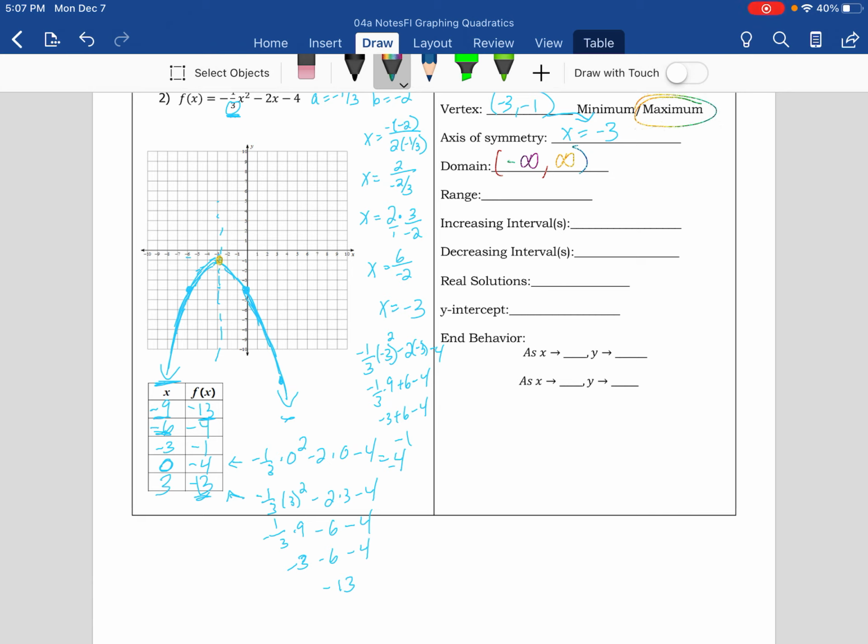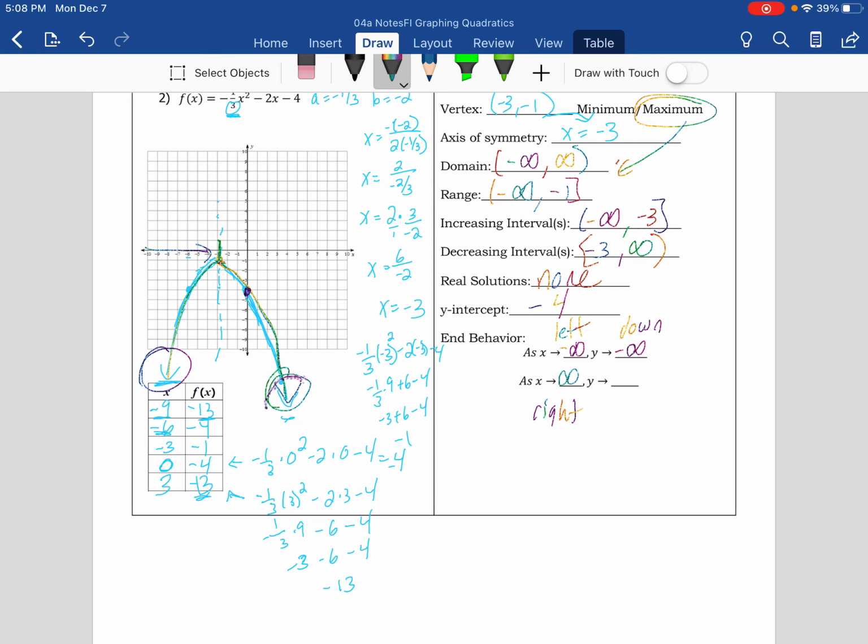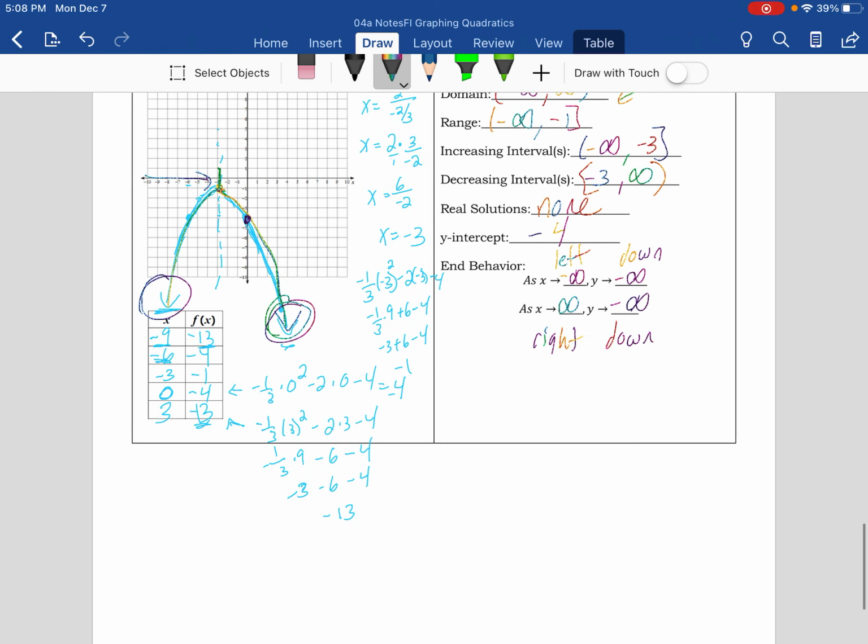My end behavior, well, if I put negative infinity here, that's actually going to be on the left. And what's happening, my y value is going down, so I'm going to write negative infinity. And on the right-hand side of my graph, so this would be to the right, and my y value is also going down here, and so this is going to be negative infinity.